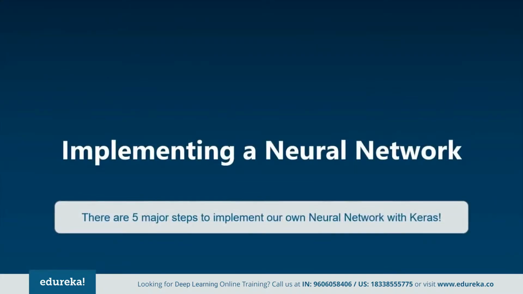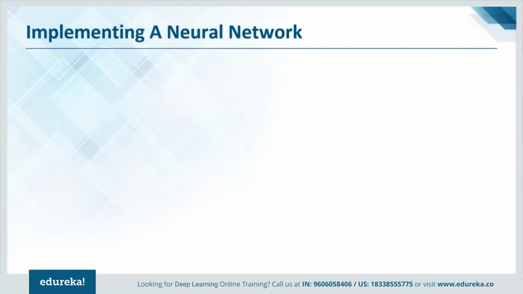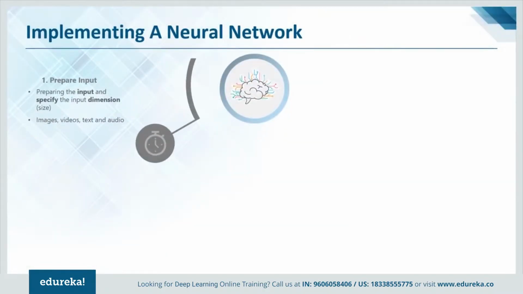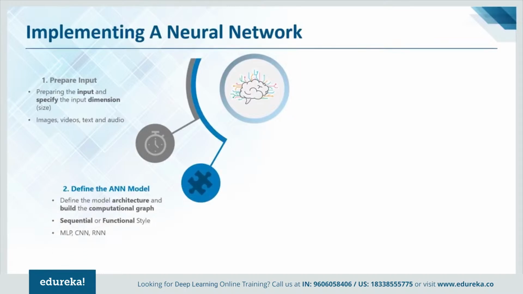Next, let's look at the steps needed to implement our own neural network using Keras. There are 5 major steps here, guys. So starting out, we need to prepare the inputs for the model. We do this by analyzing our requirements and specifying the input dimensions. As you know, the common inputs are images, videos, text, or audio based on your model requirement. The next step is to actually define the artificial neural network model. Here we do everything from defining the model architecture to building the computation graph and also defining the style we'll be using for the model. It is as straightforward as that.